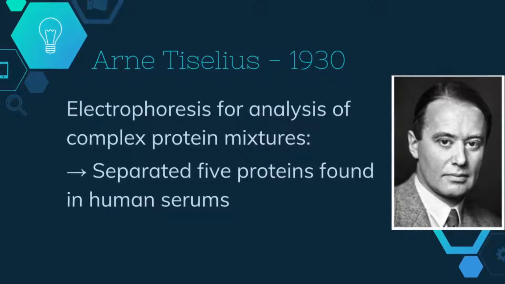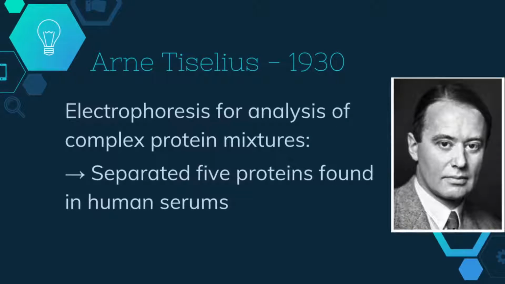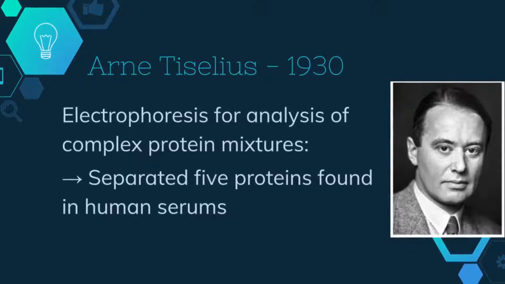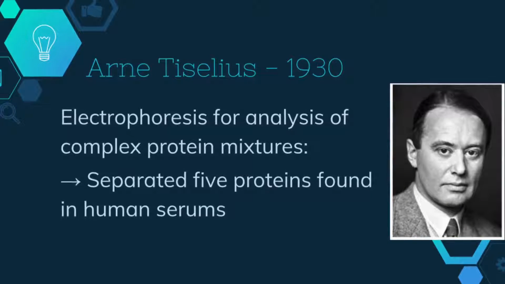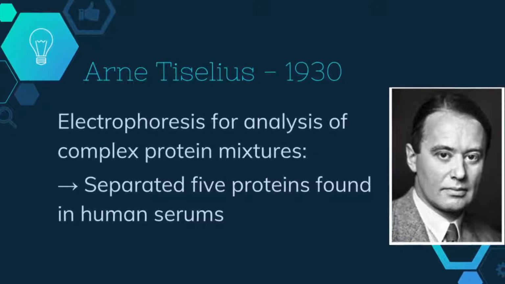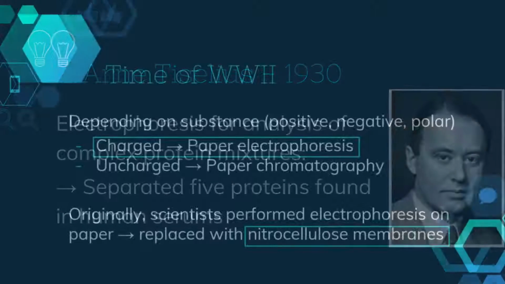Protein was first separated in 1930 by Arne Tiselius, a Swedish biochemist. In his experiment, he took human serum and used electrophoresis to separate it into 5 proteins. Because of this, he eventually won a Nobel Prize in 1948.